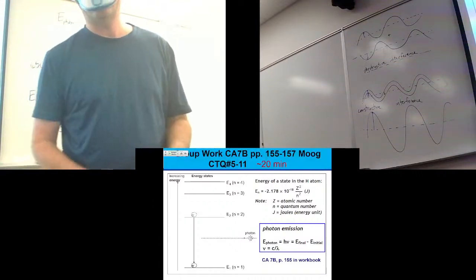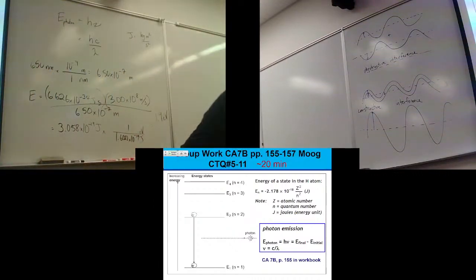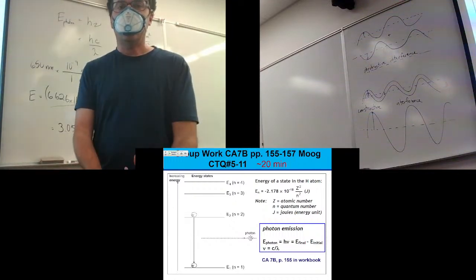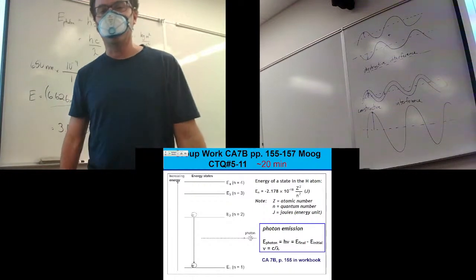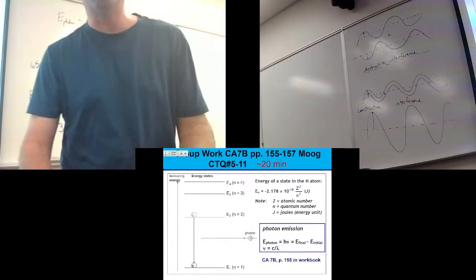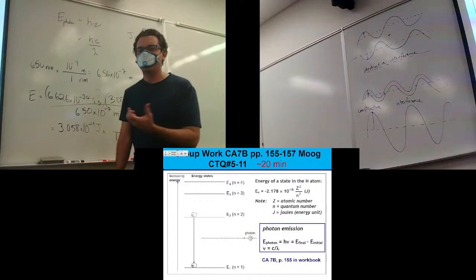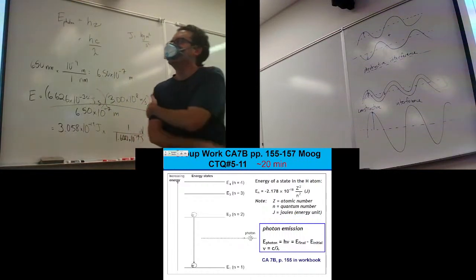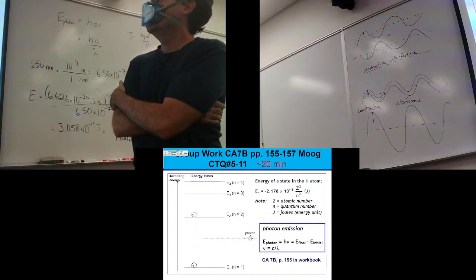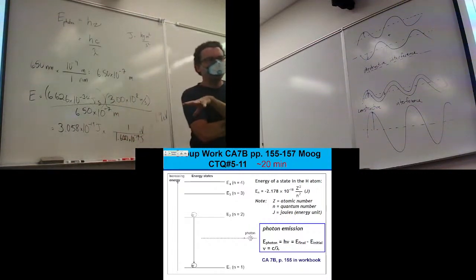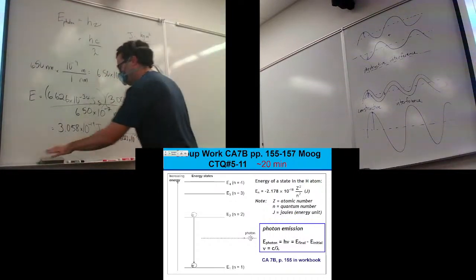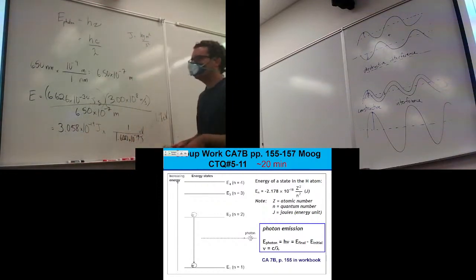So let's practice using that equation and make sure it makes sense. We're going to stay with Chemactivity 7b, and we're going to do pages 155 to 157, CTQ 5 through 11. If this is really difficult, we're going to have this as part of our lab as well, so we'll do stuff like this in the lab too, in case you need extra practice with it.